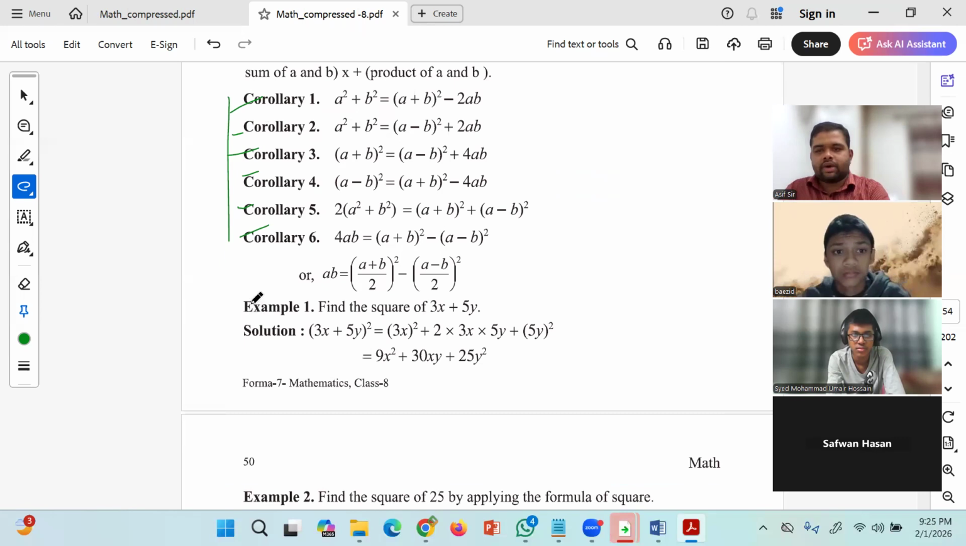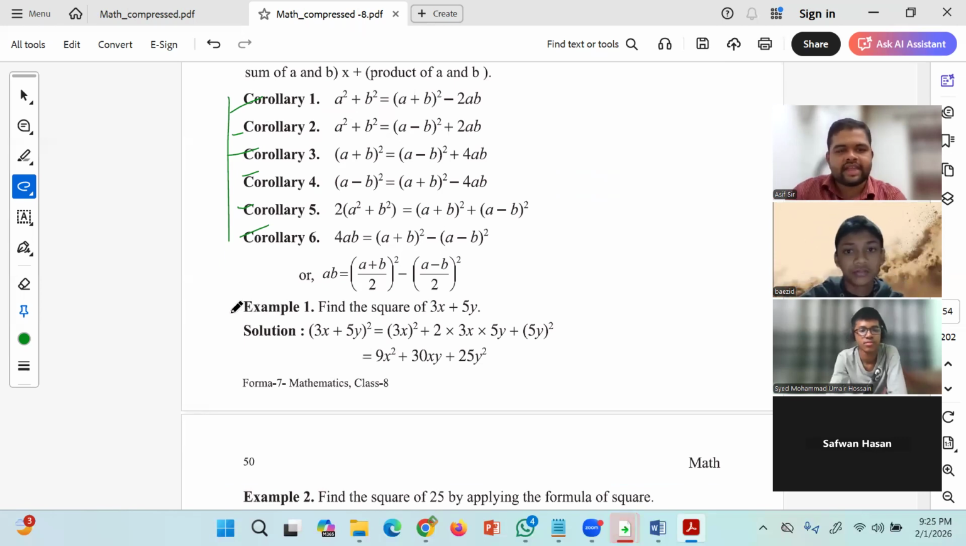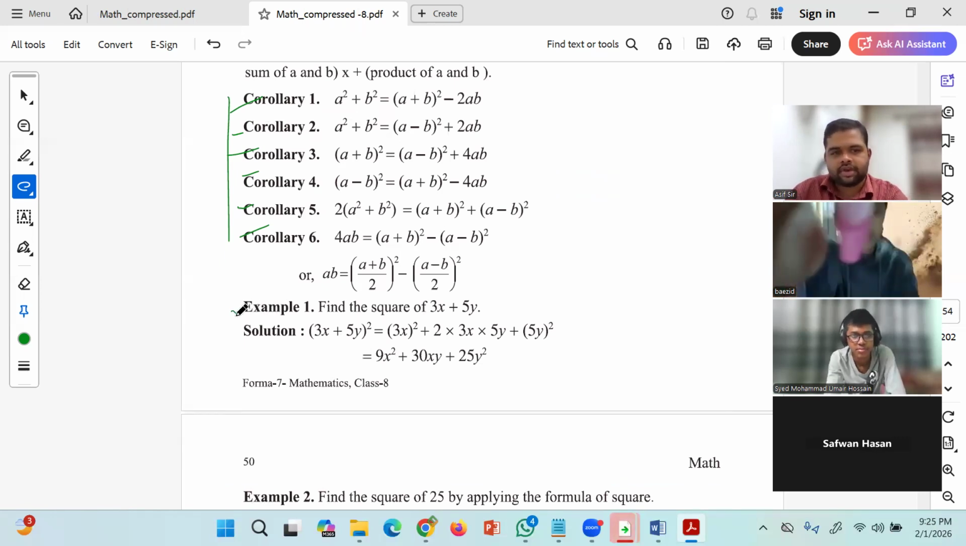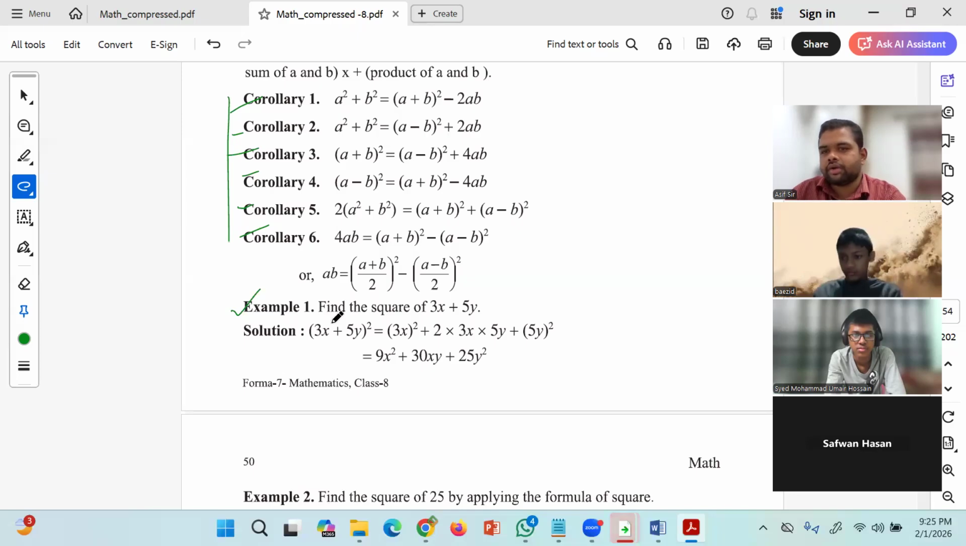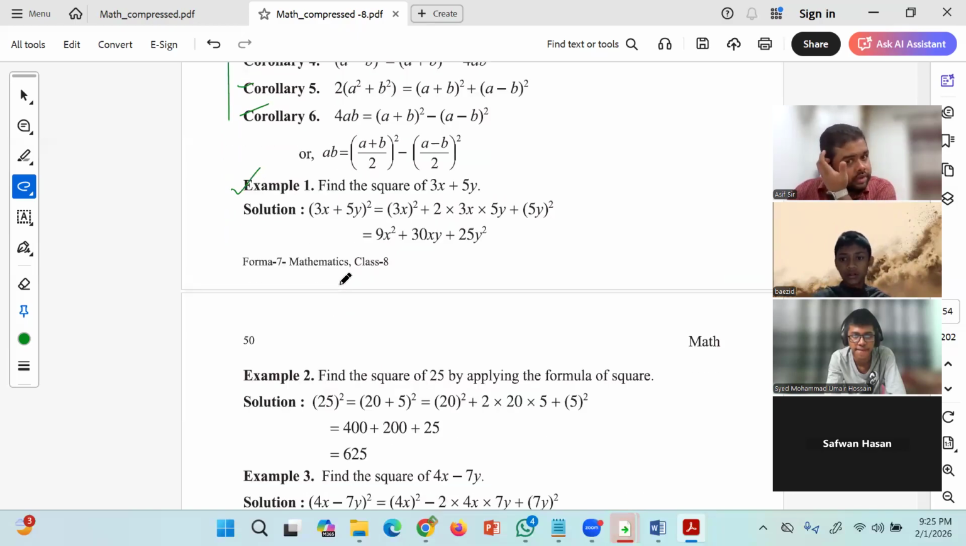Okay, so now let's explain the example first, because even though these examples are solved in your textbook, some of you may find it difficult to understand how this kind of operation is done. So at first, let's have a look at example number 1, where they have said: find the square of 3x plus 5y.